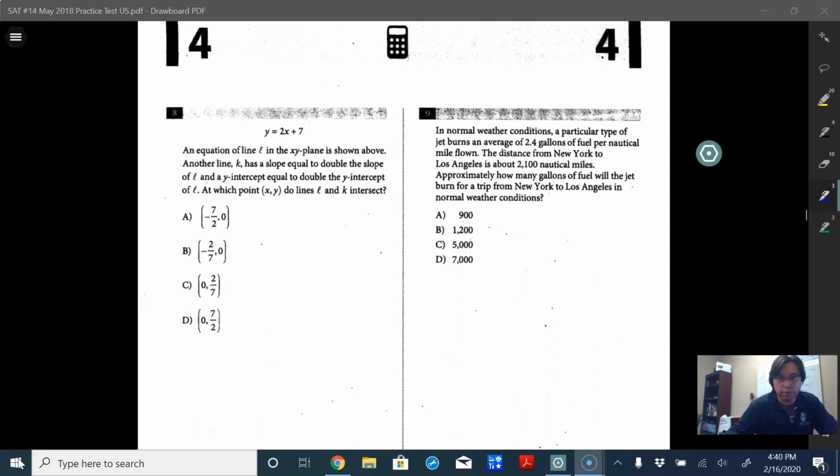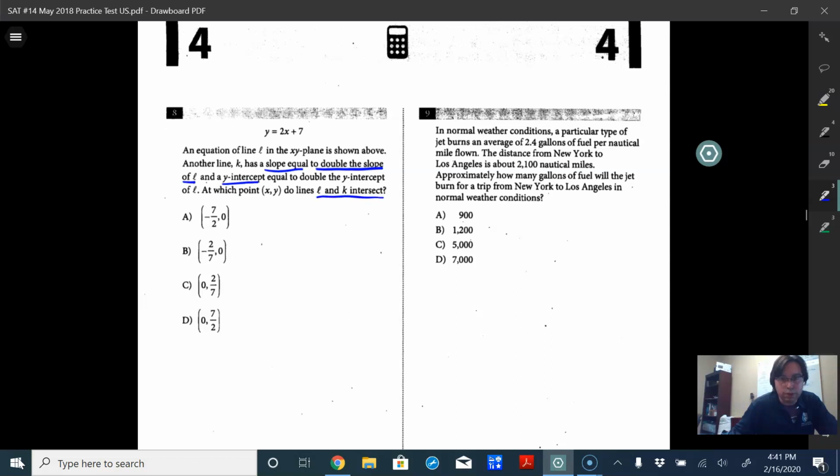All right, so number 8, what we see here is that we have this linear equation. It says line L on the xy plane is shown above. Another line K has a slope equal to double the slope of L, and a y-intercept equal to double the y-intercept of L. At which point xy do lines L and K intersect?